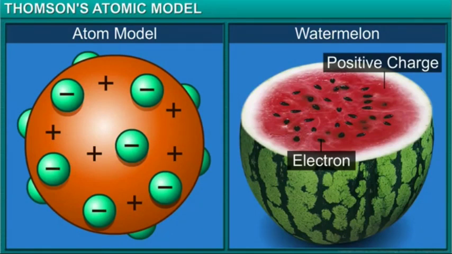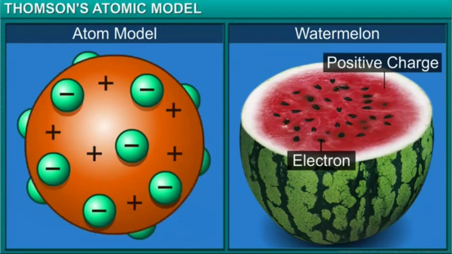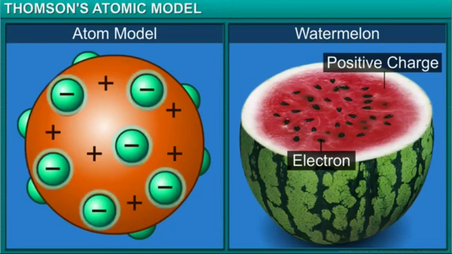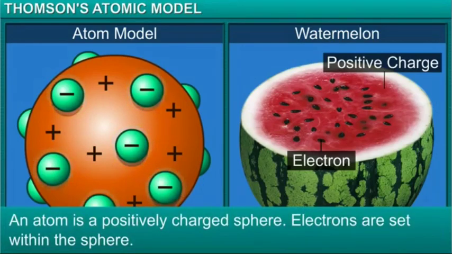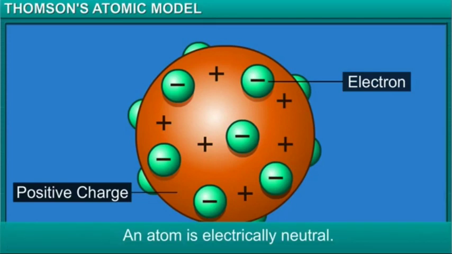Thomson concluded that an atom consists of a positively charged sphere with electrons set within the sphere. An atom is electrically neutral as the positive and negative charges within it are equal.